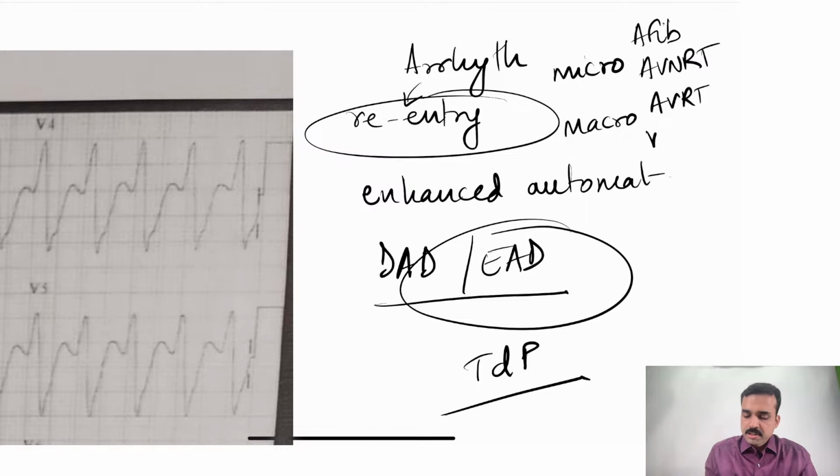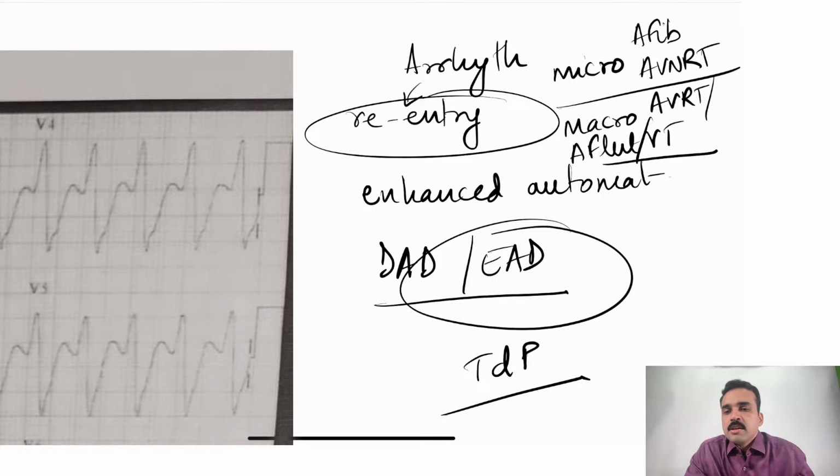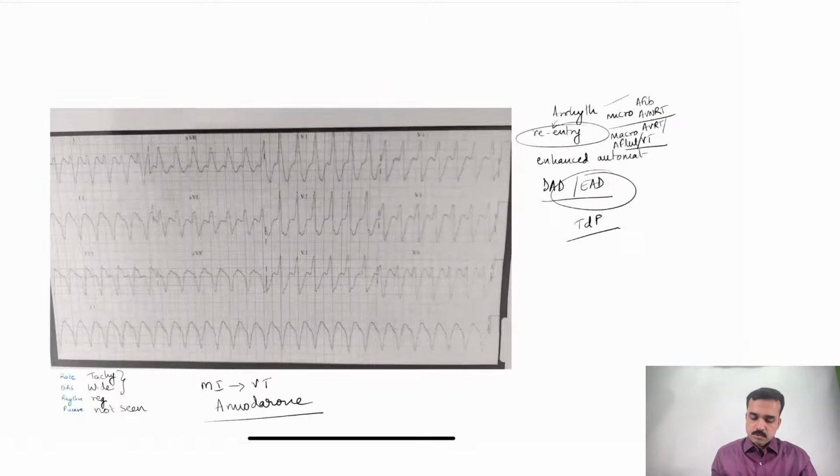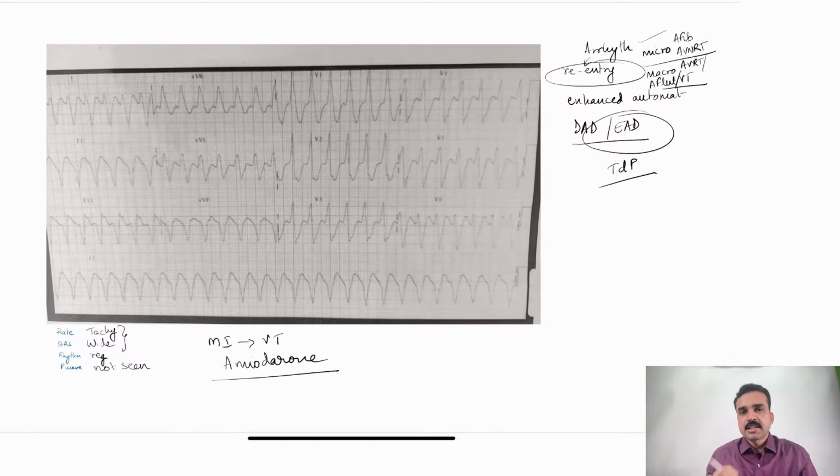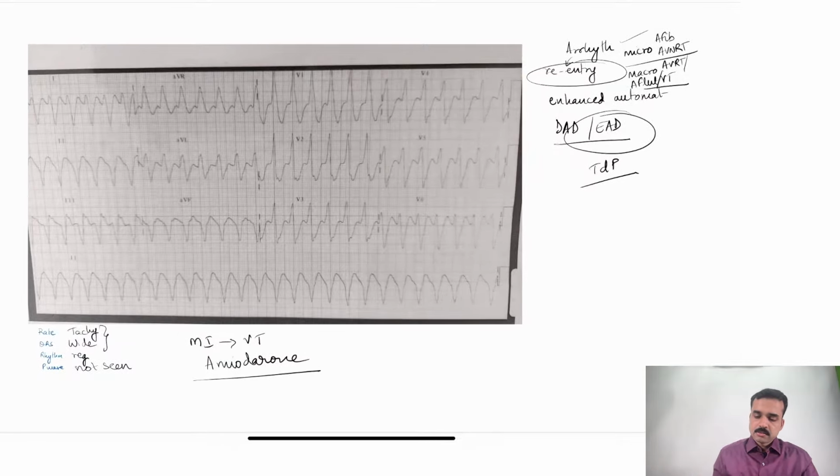Okay, so macro re-entry ventricular tachycardia would be another differential. Atrial flutter is another type of macro re-entry arrhythmia. All these would respond better to DC shocks. The others may not as much. So, got it? Wide complex tachycardia, always think of ventricular tachycardia.